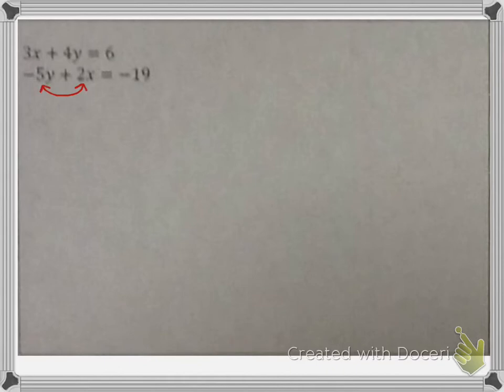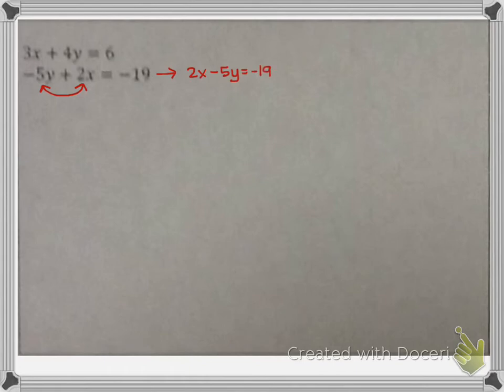So maybe I want the 2x to come first and then the -5y to come second. So I'm just going to go ahead and move this guy over. I'm going to put my 2x first. They're on the exact same side of the equation, so you don't have to subtract to move it over. You can just slide things around on the same side of the equal sign. -5y is equal to -19.